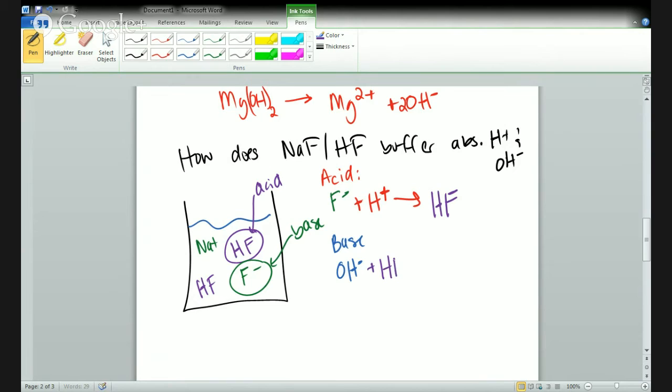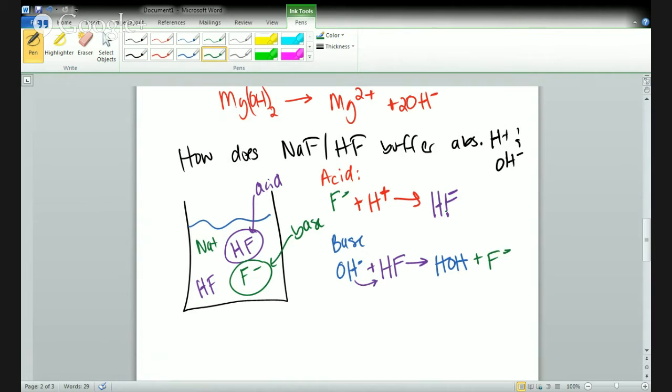So when you have a base in a buffer, that's going to react with the acid part that you have, because we know bases like to grab H+. So that's going to grab that H+ to make HOH, which we know has a neutral pH, so it's not going to change the pH of the water that much. And that's going to leave behind your F- piece, which we know is the other portion of our buffer.